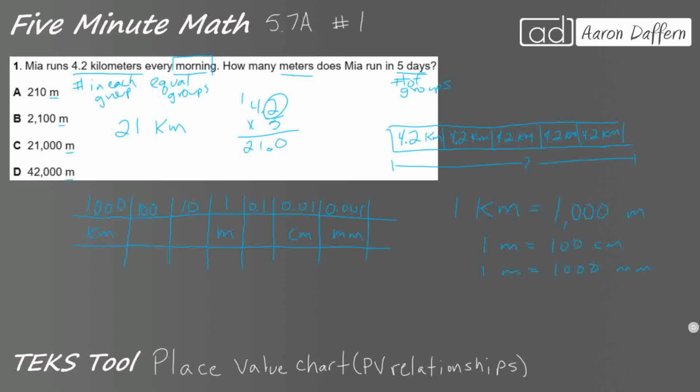So I've got 21 kilometers. I need another spot here, and that's going to be the 10,000s. So here's my 21. How many meters is this? Well, I need to take it from my kilometers to my meters. So I go over 1, 2, 3 decimal places, and I add 3 zeros. My answer is C.